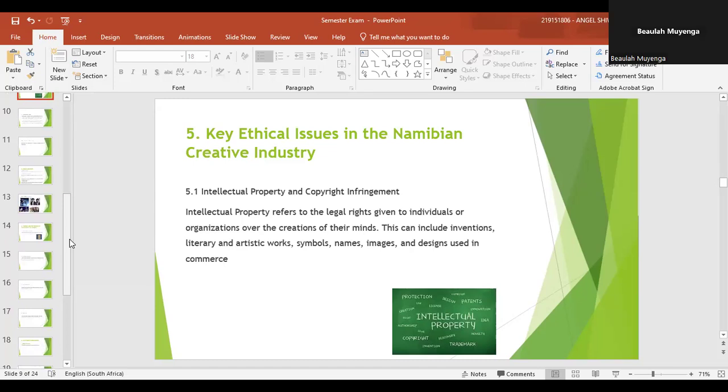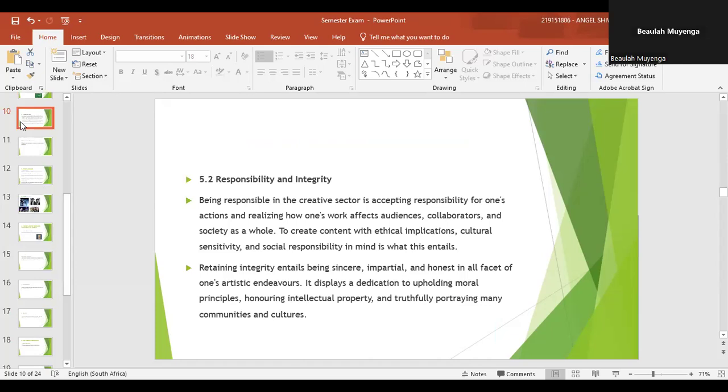The first one we'll be discussing is intellectual property and copyright infringement, which refers to the legal rights given to individuals or organizations over the creations of their minds. This can include inventions, literary and artistic works, samples, names, images, designs. All right, literally, that means also your poems. If you write poems and you feel like you're Shakespeare, yes, please, maybe you are the next Shakespeare. Make sure your work is registered and copyrighted.